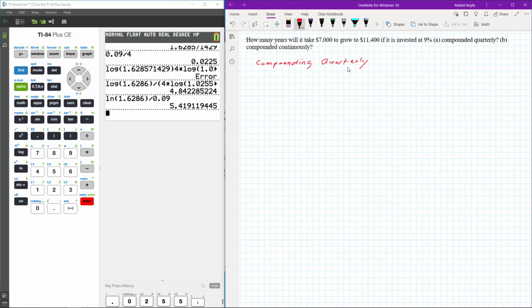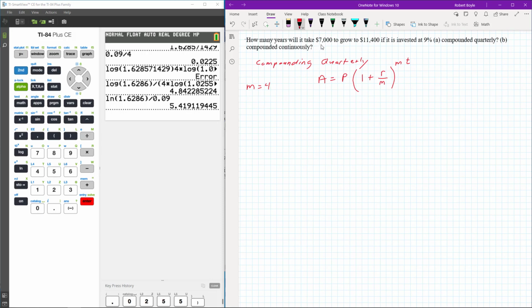The equation governing that is going to be the following. A, our future value, is going to be equal to our present value times the quantity 1 plus your interest rate expressed as a decimal divided by your compounding rate, raised to your compounding rate times the time. And what we're looking for is indeed the time. Now, since we're compounding quarterly, our compounding rate is going to be 4. There are 4 quarters in a year.